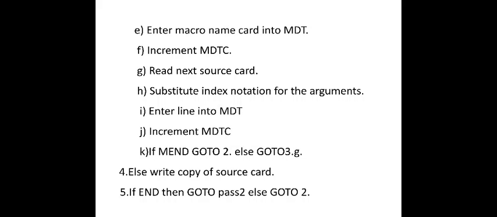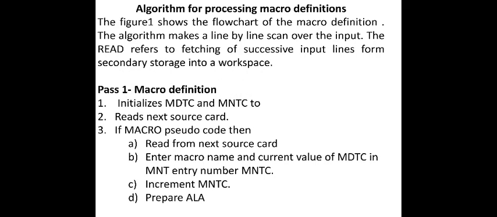Now read the next source card. Substitute the index notation for all the arguments. Then, in the next step, enter the line into your macro definition table. Then increment the MDTC again. Now you have to check whether you have encountered the MEND, which refers to the macro end statement. If you have encountered MEND, then you go to step number 2, that is, read the next source card.